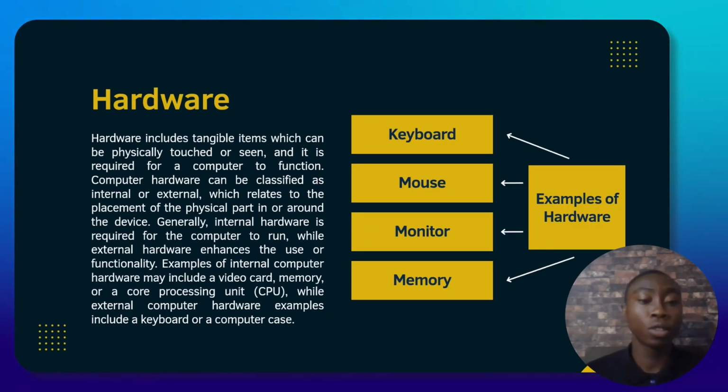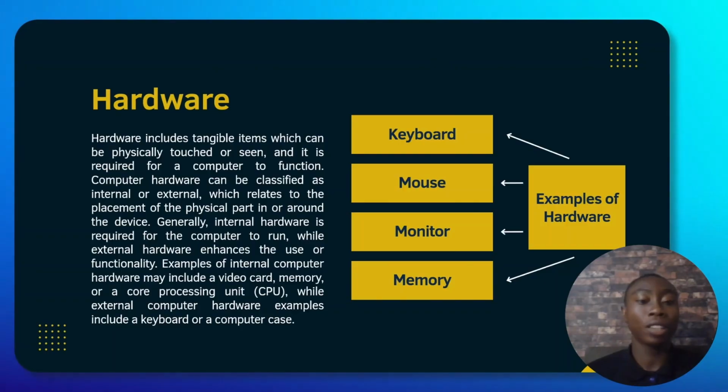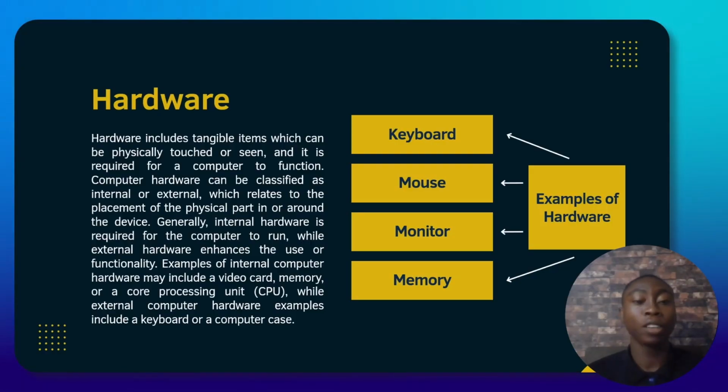So let's put it this way. The internal hardware is required for the computer to run very well. They are the main things that make the computer run, while the external hardware are those that increase the computer's usability. They increase the functionality of the computer. Examples of internal hardware are the CPU, the RAM, the hard drive and the rest, while examples of external hardware are basically our keyboard, our screen, our mouse.